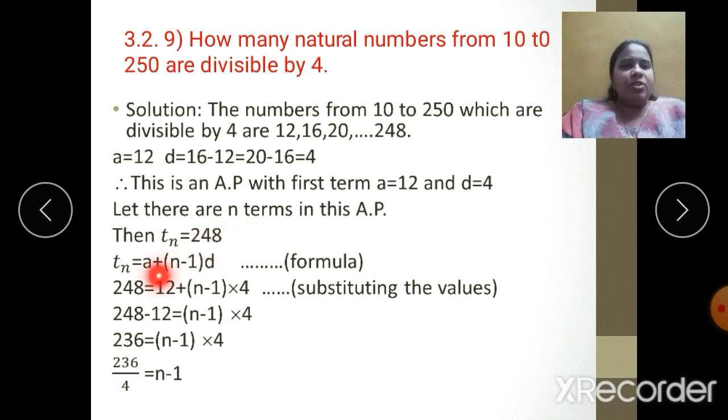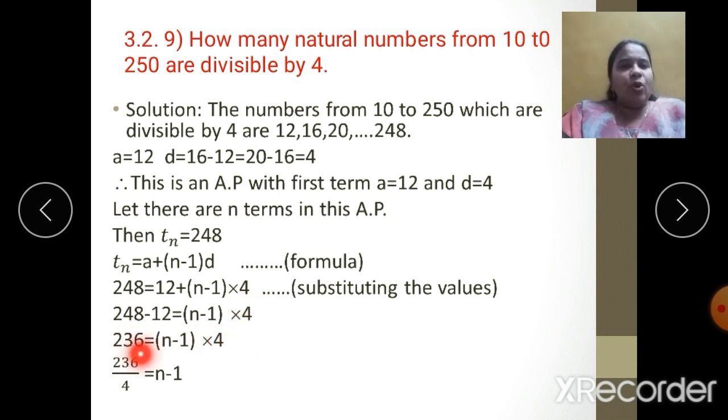Okay? Then use the formula. Tn is equal to a plus n minus 1 into d. Substitute the values wherever possible. Now in this, Tn is 248, a is 12, n we need to find out, and d is 4. So substitute properly. Shift this 12 to the left hand side. So 248 minus 12 is nothing but 236, equals n minus 1 into 4.